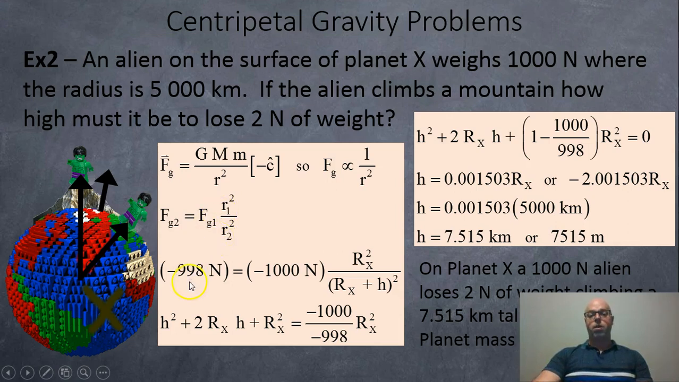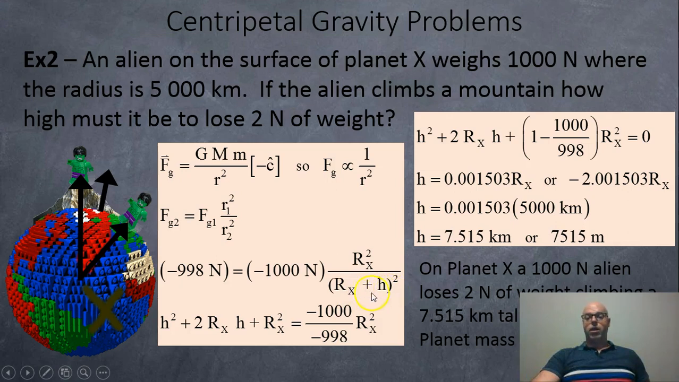Fill it in. On the mountain, the alien will have 998 newtons of gravity pulling them down, where on the surface of the planet before, it was 1,000 newtons pulling them down. And the radius of the planet, we can call it the big R, X, for the radius of planet X. And on the bottom, it's going to be the radius of planet X plus the height squared. So what I'm going to do is cross multiply the 998 with the bracket. So I'm going to bring this bracket up and the 998 down. The 2 minus signs will eventually cancel out.